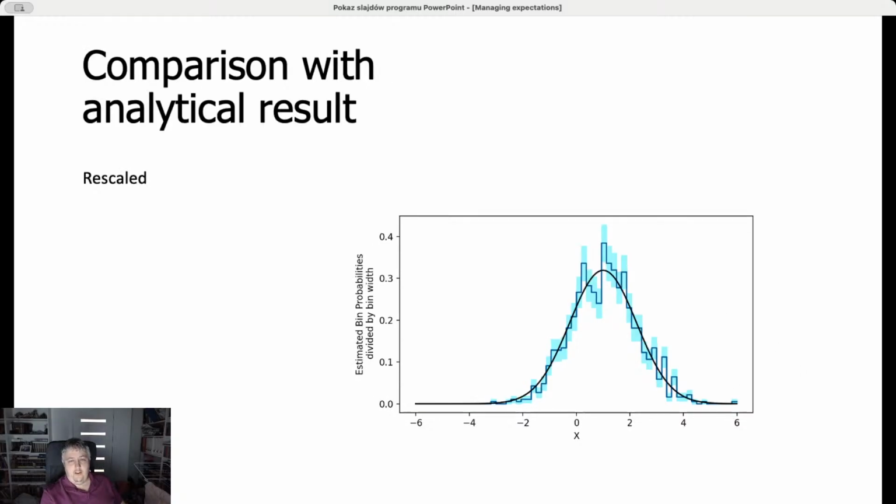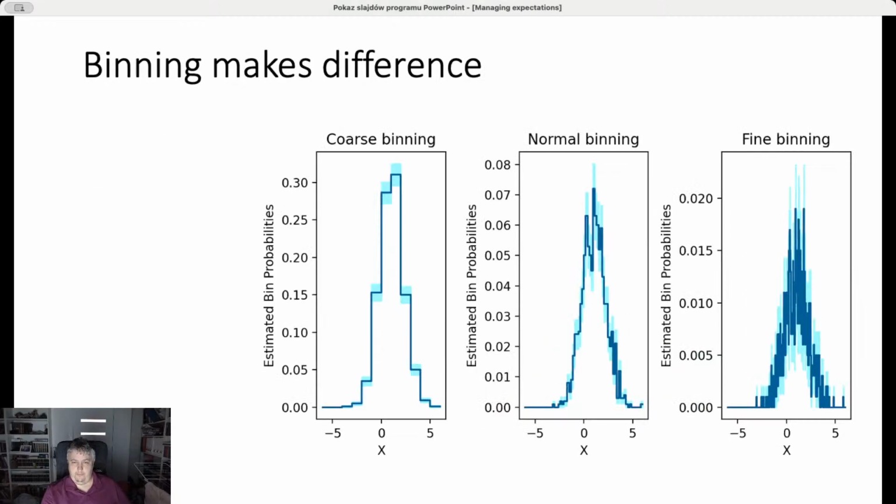If we take an analytical rescaled probability density function, we will get the following distribution. So you can easily see that it fits well within the errors given. Of course, with certain disturbances coming from that. This is still a sampling procedure. Depending on the binning, we will have some issues.